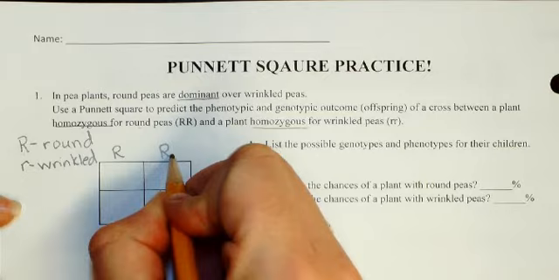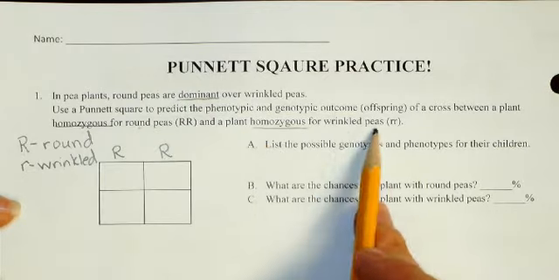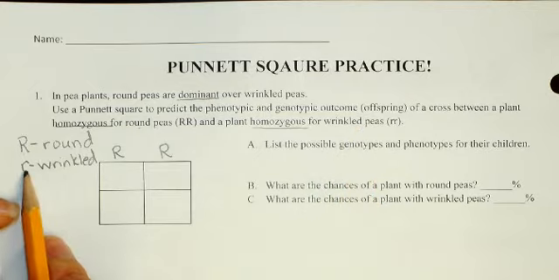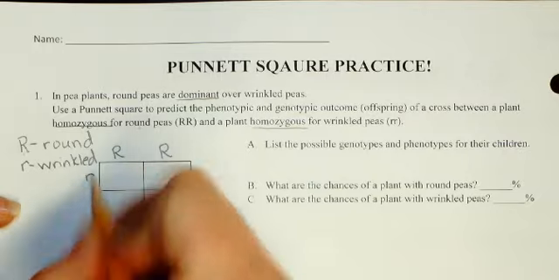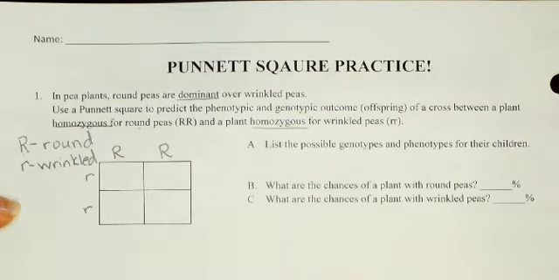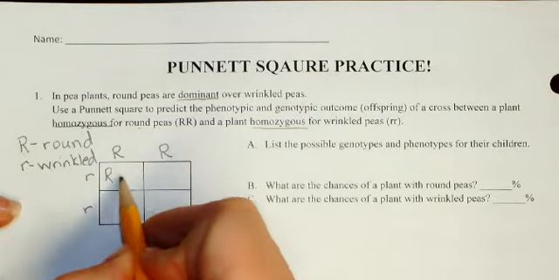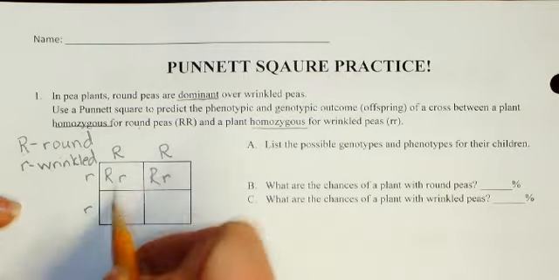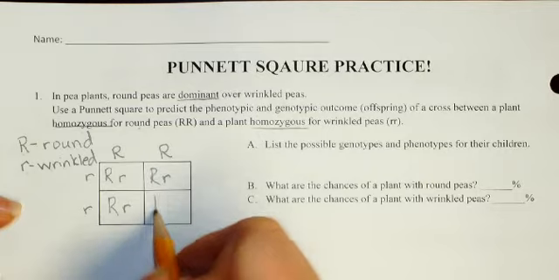And I'm going to cross that with a homozygous for wrinkled peas. So I know wrinkled peas are over here, and there's a little r. And homozygous means the same, so I need two little r's. Okay, now I can go ahead and cross. I'm going to bring my capital down, and my lowercase over, my capital down, lowercase over, capital down, lowercase over, capital down, and lowercase over.